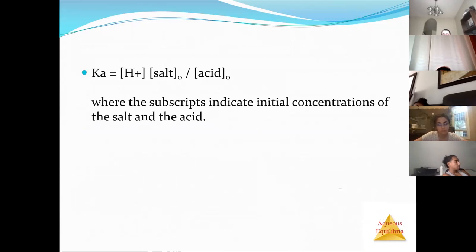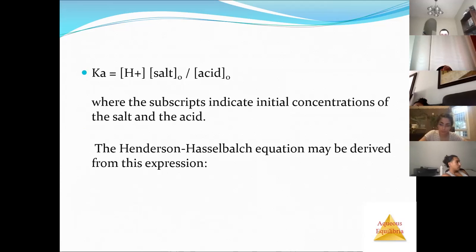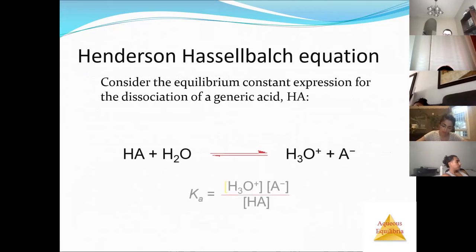So basically, if I have the initial concentration of the salt, remember, that's my conjugate base, and my initial concentration of my acid, I can derive something called the Henderson-Hasselbalch equation. All right, I've got my equilibrium concentration, so my Ka is equal to the H3O+ concentration times the A- concentration over the HA concentration.